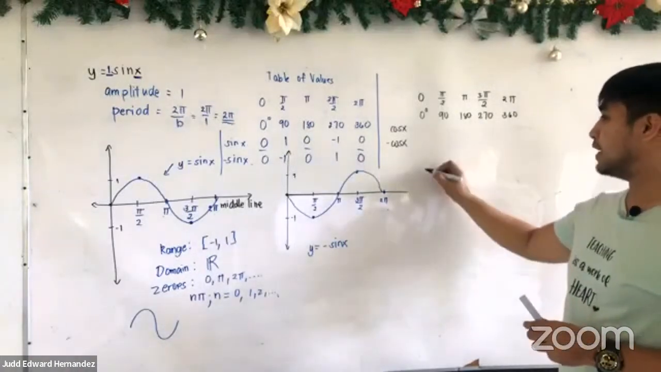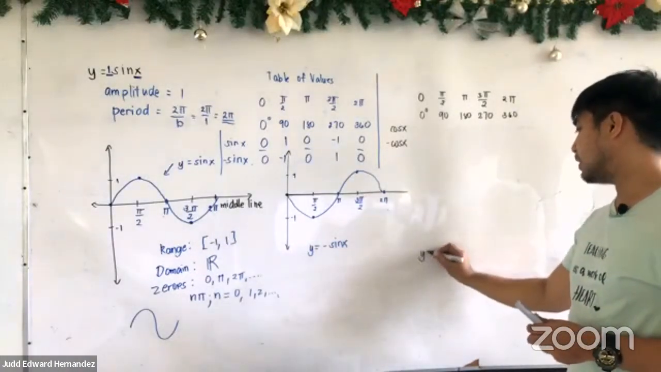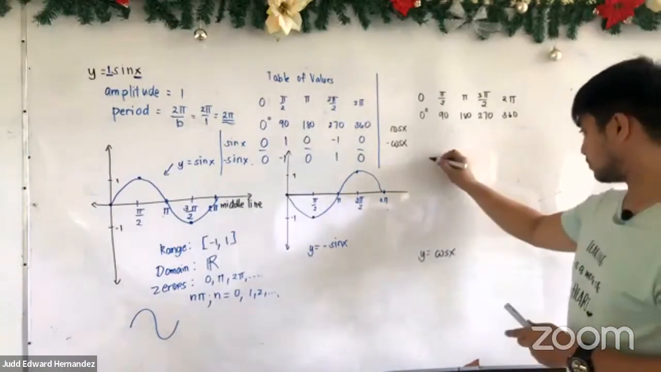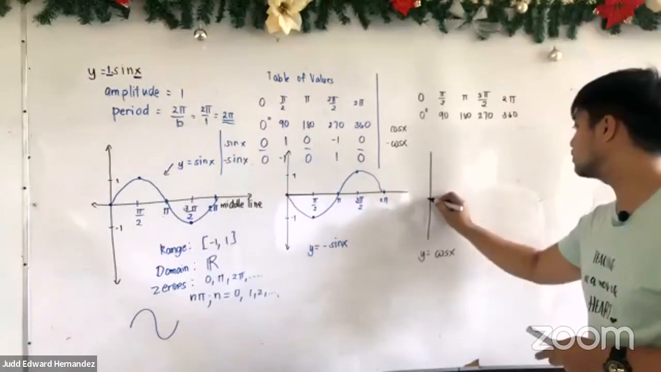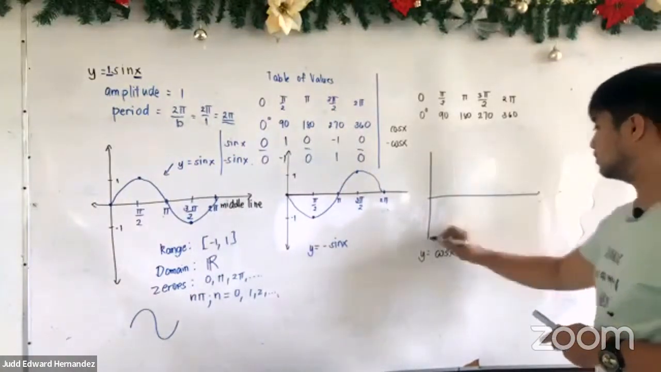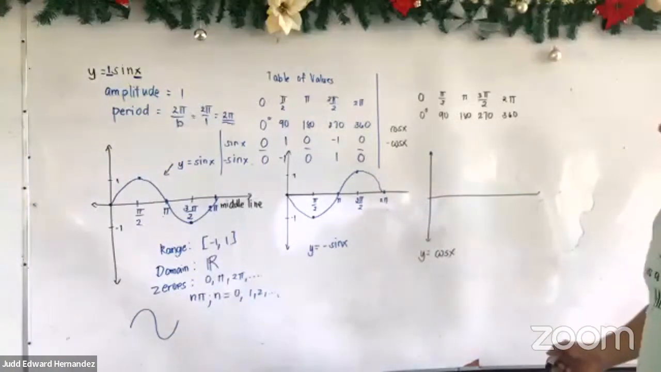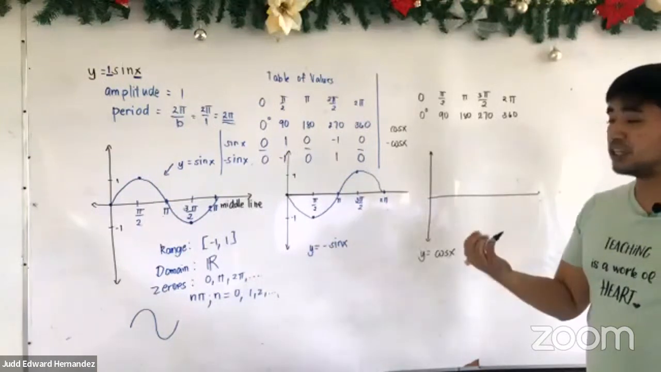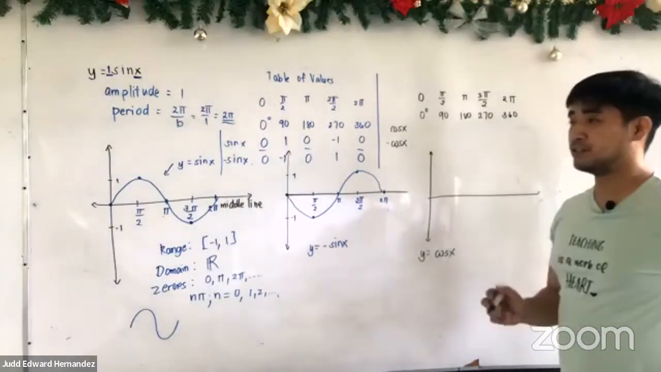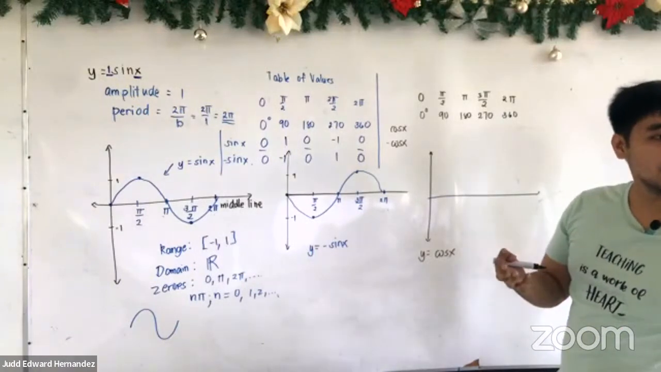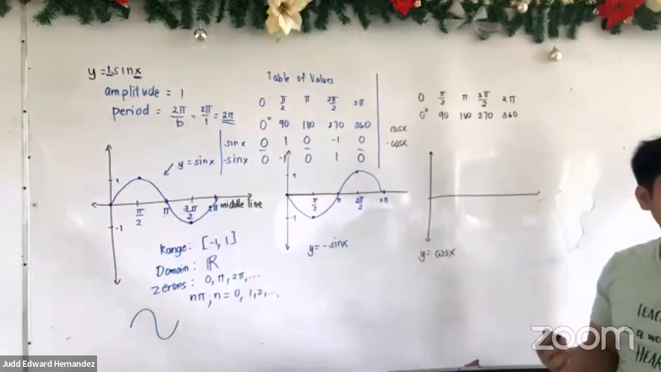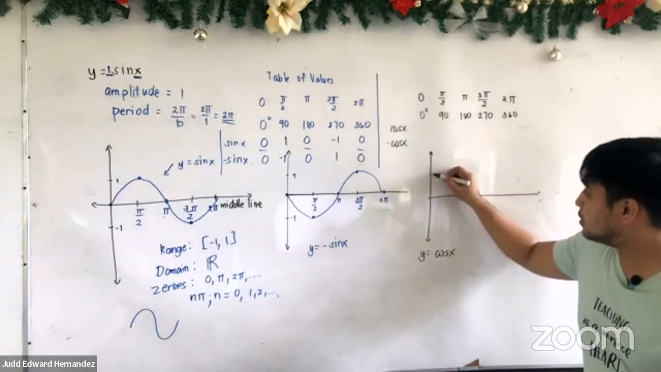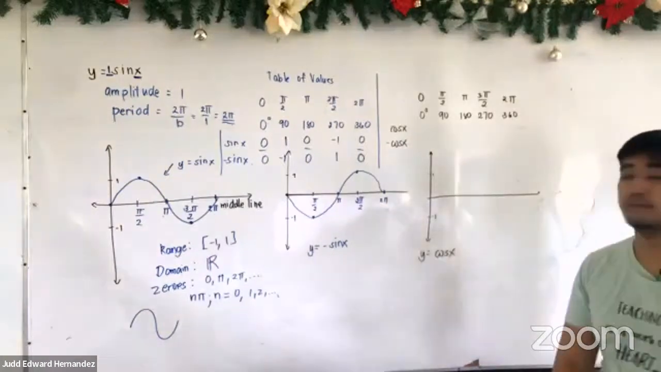So, let's now try to graph. Ano po yung pinaka-graph sa atin? Sabi, i-graph daw po natin si y is equal to cosine x. Since we do not have a coefficient of cosine and also a coefficient of x, therefore we could say that the amplitude is equal to 1.